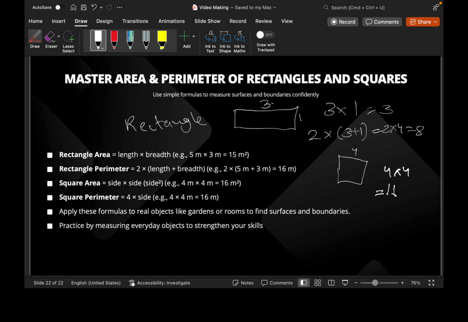And for the perimeter, you just need to multiply this length by 4. So 4 into 4 equals 16. So in this case, both the perimeter and the area are 16. So this is how you find out the area and perimeter of the shapes.